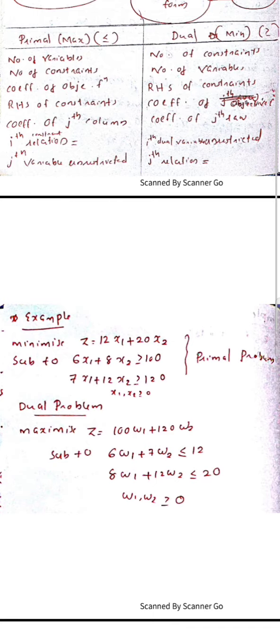സോ വി ഗെറ്റ് 6w1 പ്ലസ് 7w2 ലെസ് ദാൻ ഓർ ഇക്വൽ ടു 12 ആൻഡ് 8w1 പ്ലസ് 12w2 ലെസ് ദാൻ ഓർ ഇക്വൽ ടു 20. w1, w2 are greater than or equal to 0. Okay. Now discuss a problem.